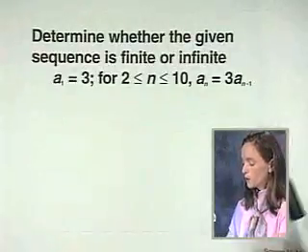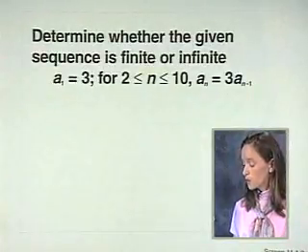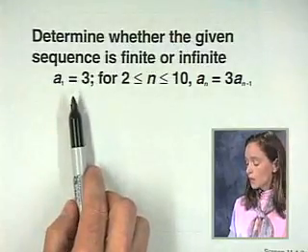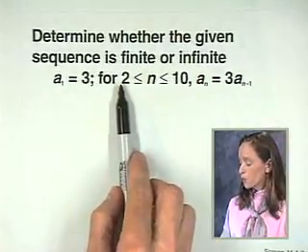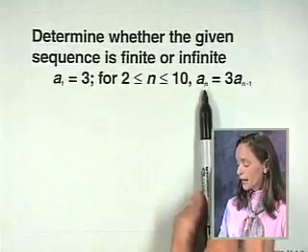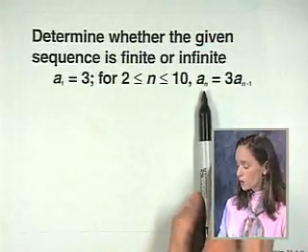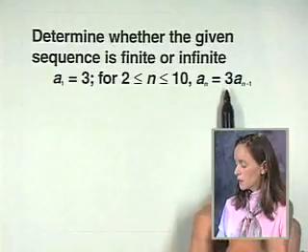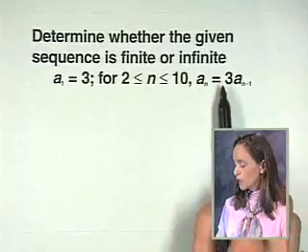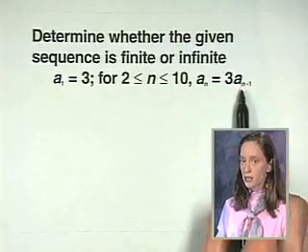What we want to do here is determine whether the given sequence is finite or infinite. We're told that the first term is 3, and for n greater than or equal to 2, less than or equal to 10, we find any term beyond the first term with this formula. A sub n is 3 times a sub n minus 1. Each term is 3 times the preceding term.